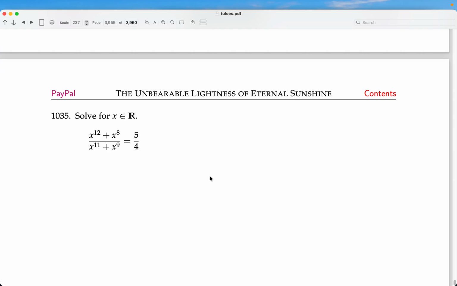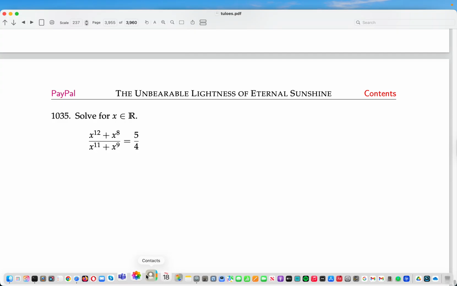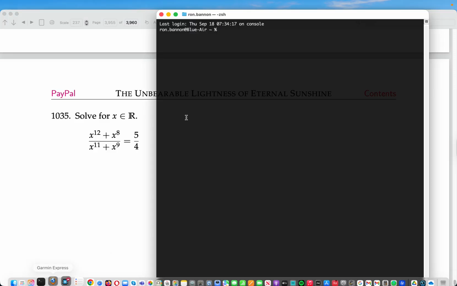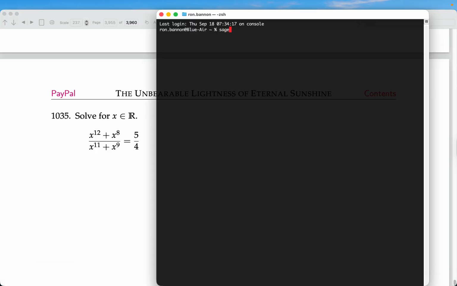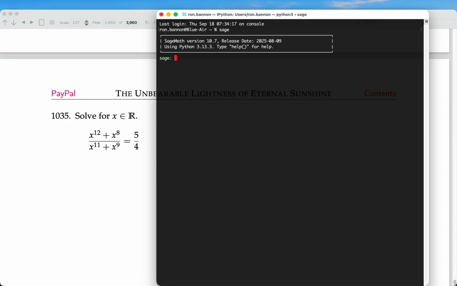Okay, problem 1035. It wants you to solve this equation here for real numbers. So I want to go to Sage and type in Sage, of course, to launch it, installed on my machine. You can also use this online if you want. And I'm going to type in the equation. I'm going to type in EQ.